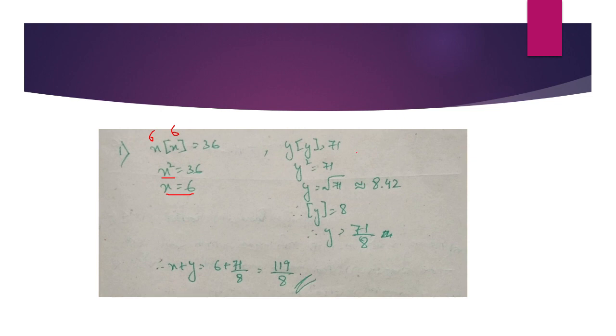In case of y, this is a little tricky. Again, I'll do this thing, y squared is equal to 71, and then the root of 71 gives us 8.42. Now, the greatest integer of 8.42 is nothing but 8. So what is y? y is nothing but 71 by 8. So x plus y is equal to 6 plus 71 by 8, that is 119 by 8.